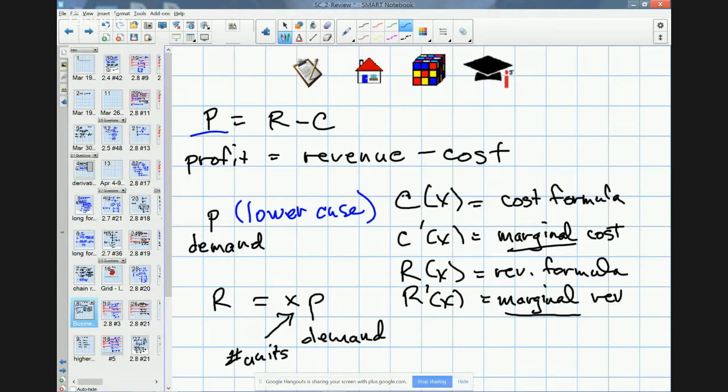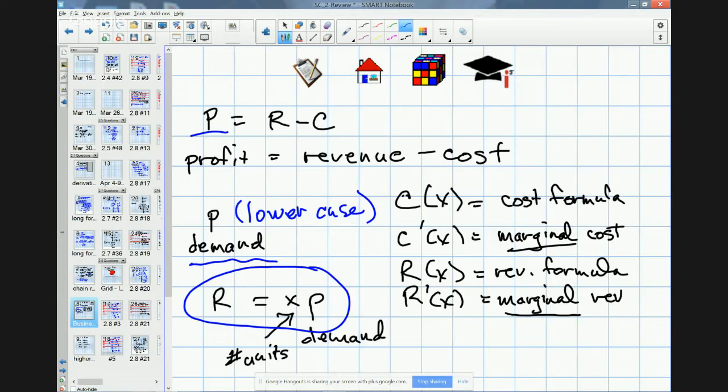When you get a lowercase p, that stands for demand. And this equation students often forget. If I give you the demand and how many units were sold, X, then you calculate the revenue by taking the number of units times the demand. That's that R equals XP equation. So you need to know that in some of those business problems.